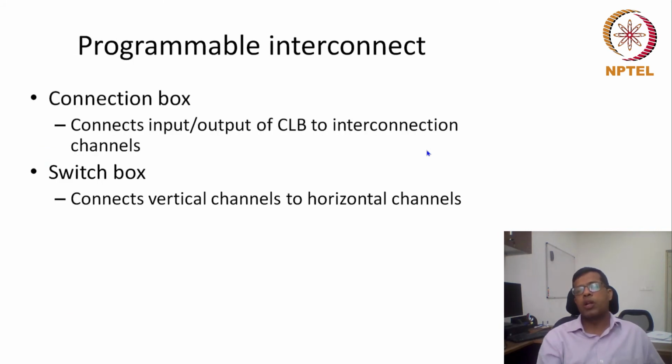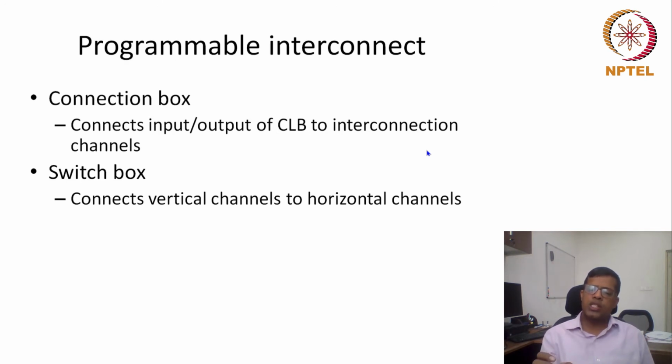Now the second part is programmable interconnect. The programmable interconnect are usually divided. This terminology is borrowed from Xilinx, but other programmable FPGAs will have similar terminology. In Xilinx they have 2 different types of interconnect. One is called connection box, another is called switch box. The connection box is the simpler one, which connects input output of CLBs to interconnect channels, while the switch box connects vertical channels and horizontal channels.